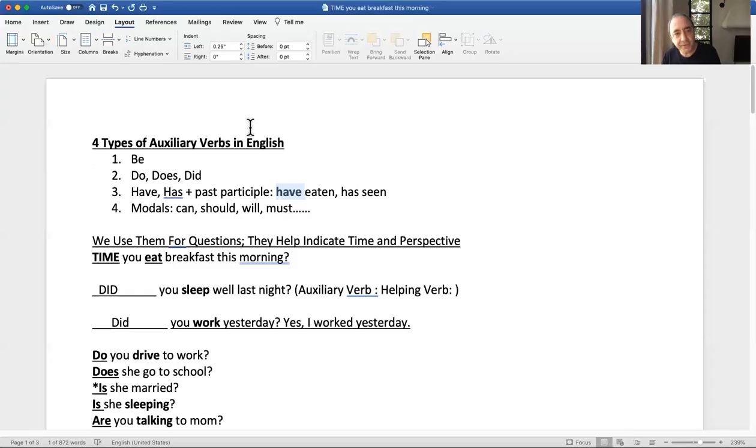Okay, so we have these auxiliaries. We have these four types, these four families or groups. And how are they used? Well, the first way is for questions. You know that. You know that in English is different than many languages. You have to start a question with this little flag, this little special word that indicates the time. Do you have? Did you go? And those little words help show the time, and they show it's making a question as well.